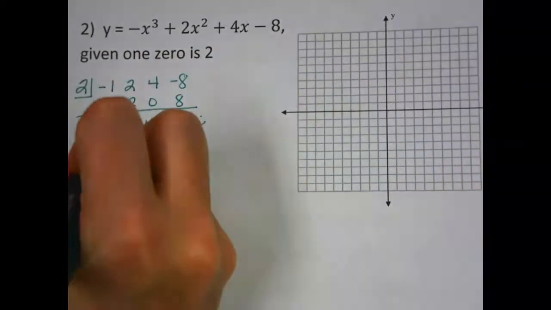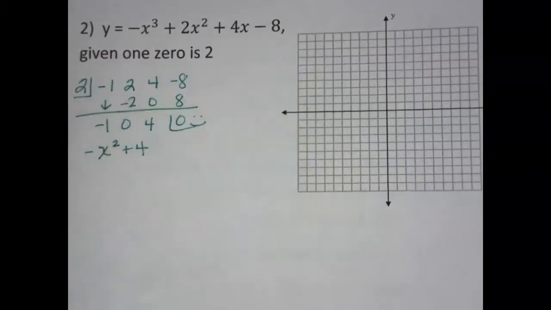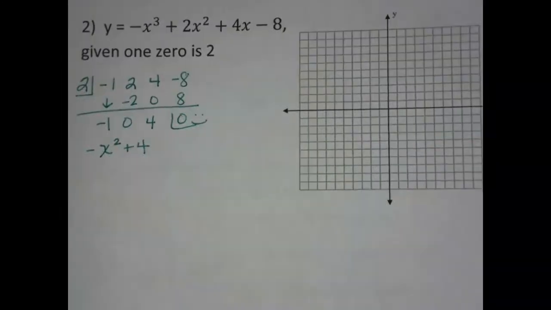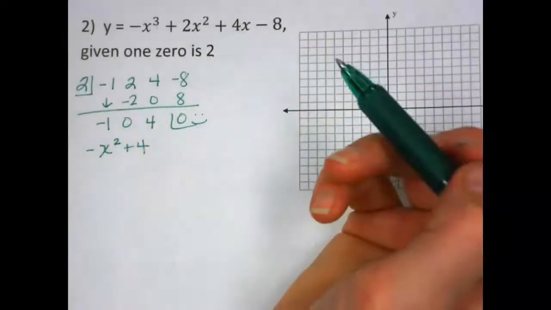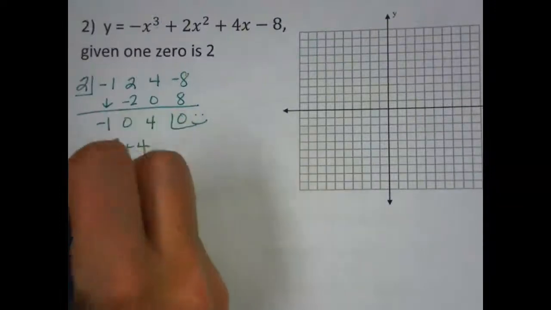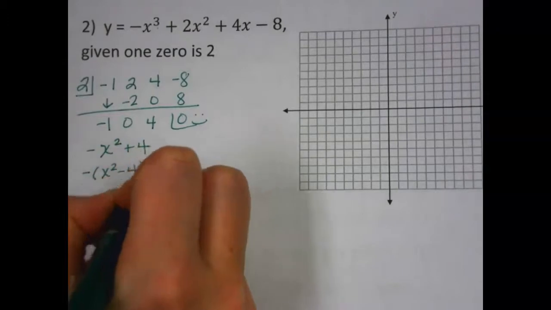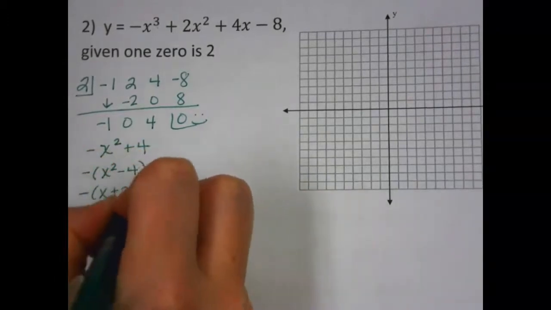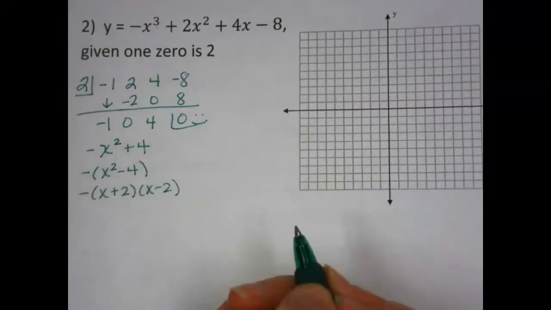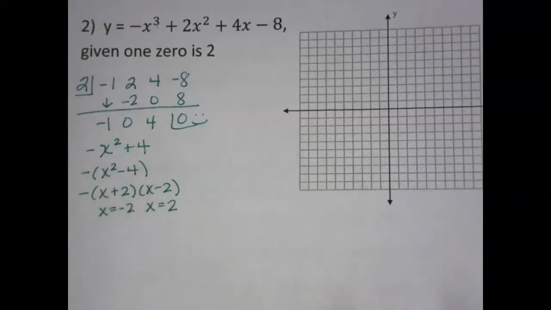So we turn this into a quadratic. Now, the whole point of doing that is we can find the other two zeros that we don't know. It's a cubic, so we know there's going to be 3. It gave us 1, so there's 2 that we're missing. So now I need to factor this. I never want a negative leading coefficient, so I'm going to factor that negative out. And then I have negative x plus 2, x minus 2, which tells me that I'm going to get a negative 2 and a positive 2.